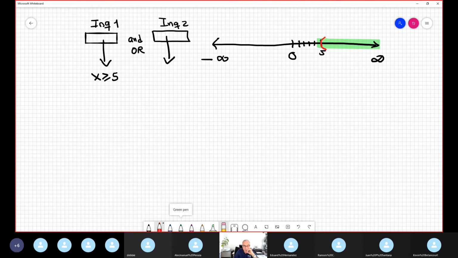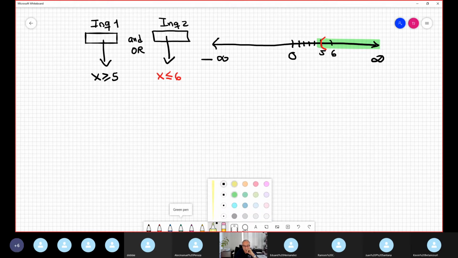Now, suppose that when I solve the second inequality, I get this answer, x less than or equal to 6. So 6 is here. And less than or equal is, let me use another color, yellow maybe, to the left in that direction. It includes, of course, 6. And sorry, I made a mistake: when it includes, a bracket; when it does not include, a parenthesis. This is one possibility of the notation.